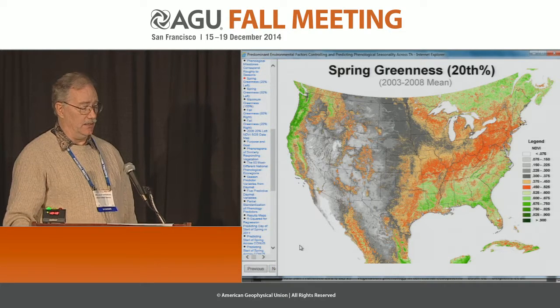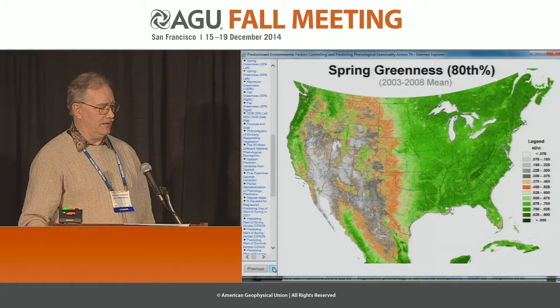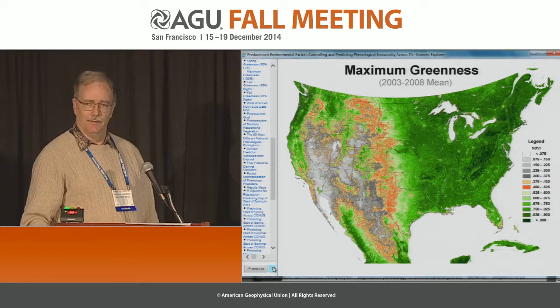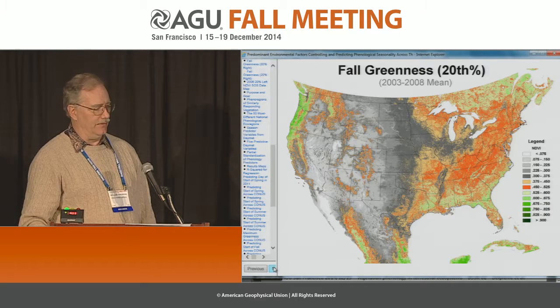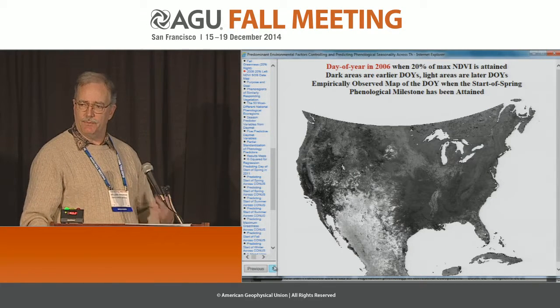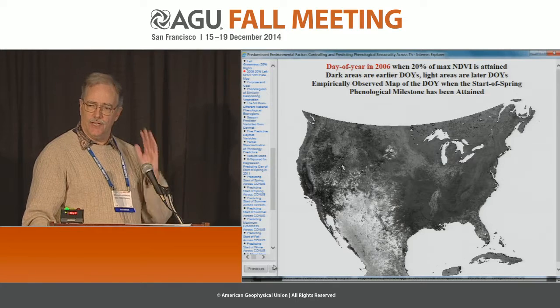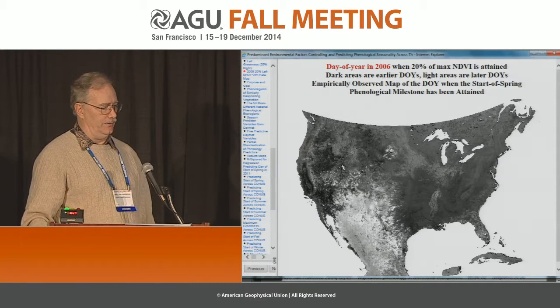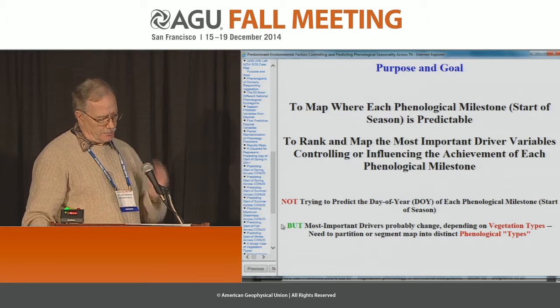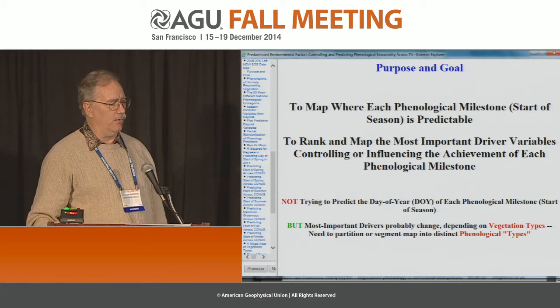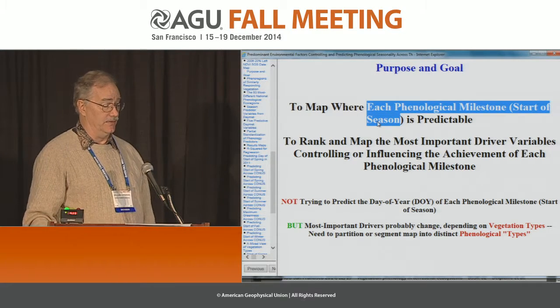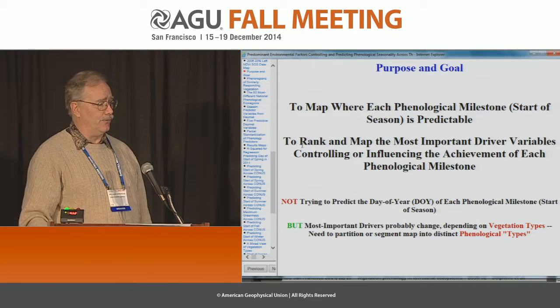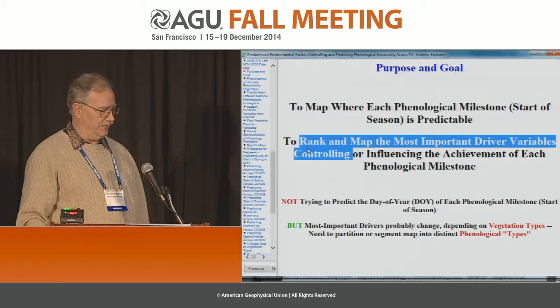So here's what I mean. This is looking in terms of greenness at these phenological thresholds. Here's spring greenness, and here's summer, and maximum greenness, and fall, and winter. But rather than looking at the NDVI value, the greenness, we can also look at these partner maps, which are the day of year that we've reached the completion of these phenological thresholds or milestones. And so the purpose of what I'm doing is to try and figure out where each of these phenological milestones, which I'm suggesting are analogs to beginnings of seasons, are predictable across the CONUS, and also to rank and map the most important driver variables that might be influencing or controlling them.